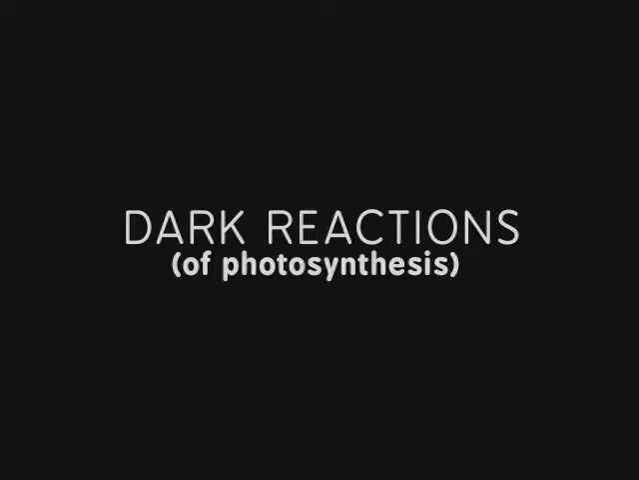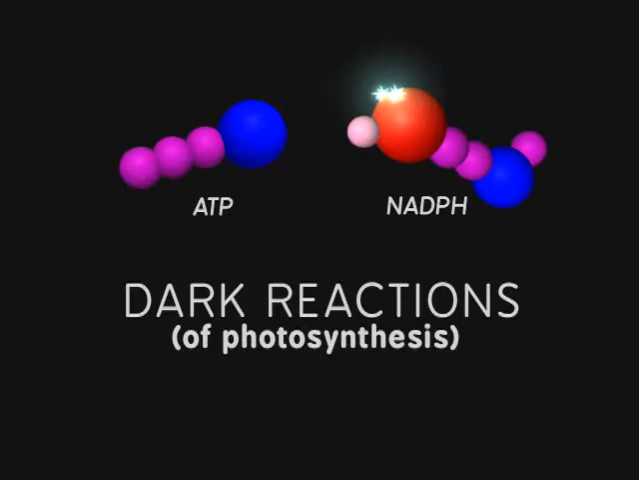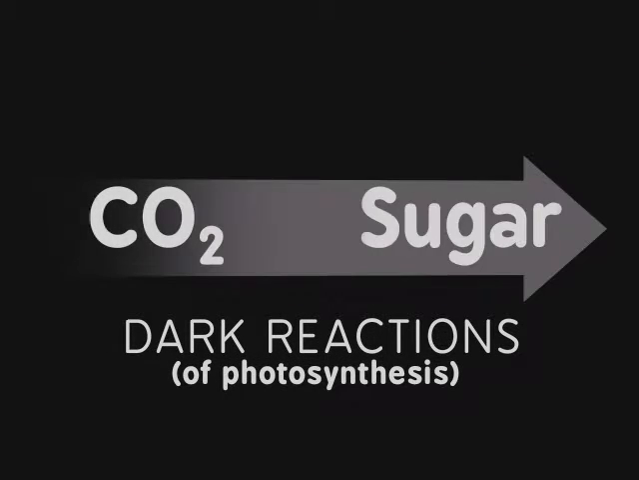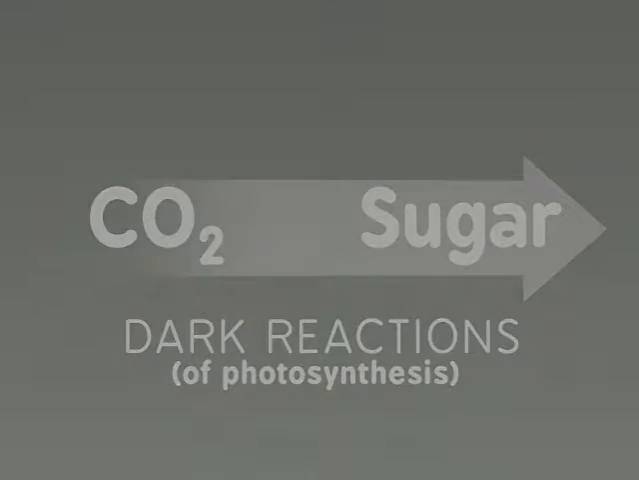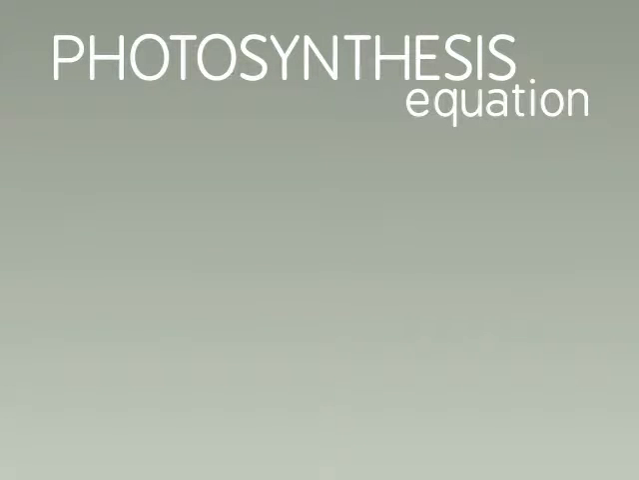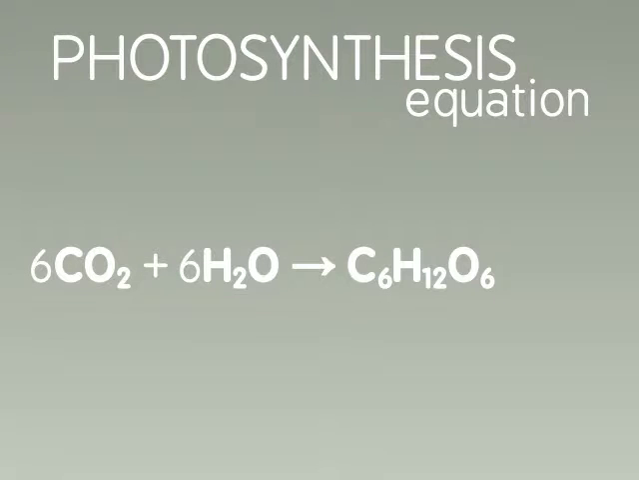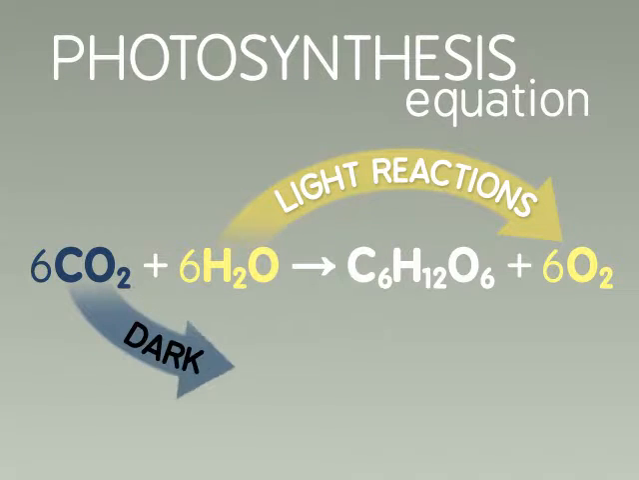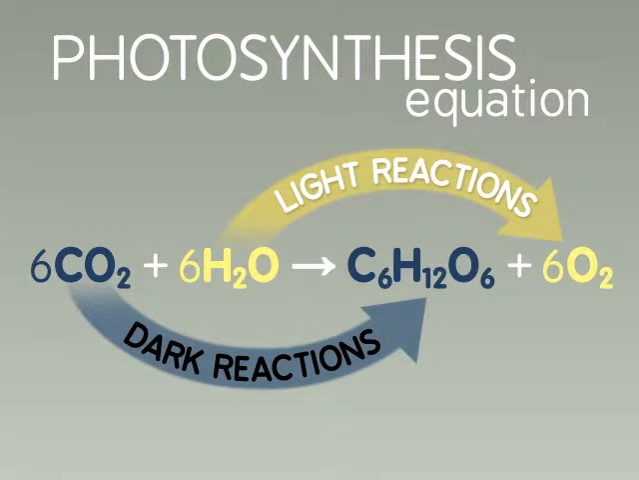During the dark reactions, the ATP and NADPH made in the light reactions are used to fix carbon dioxide into sugars. The overall equation that represents the photosynthesis process is carbon dioxide plus water gives a simple sugar, such as glucose 6-phosphate, plus oxygen. The water molecules seen in this equation are consumed in the light reactions to yield oxygen. The carbon dioxide molecules are used in the dark reactions to yield sugar.